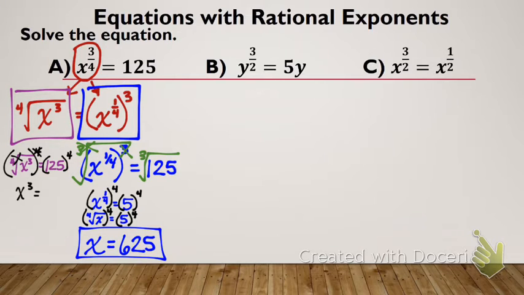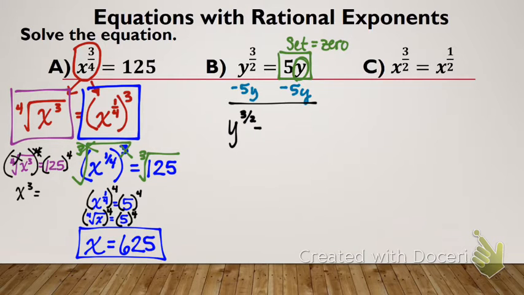What do you think we need this equal to? 0. If you've got variables on more than one side, you have to get them to the same side. So I'm going to set this equal to 0 because of this variable right here. So I'm going to subtract 5y from both sides. So I have y to the power of 3 over 2 minus 5y equals 0.